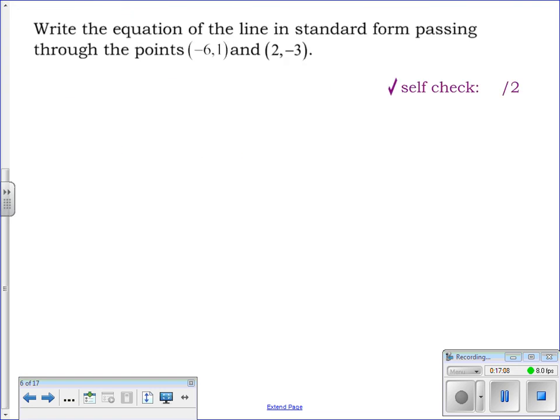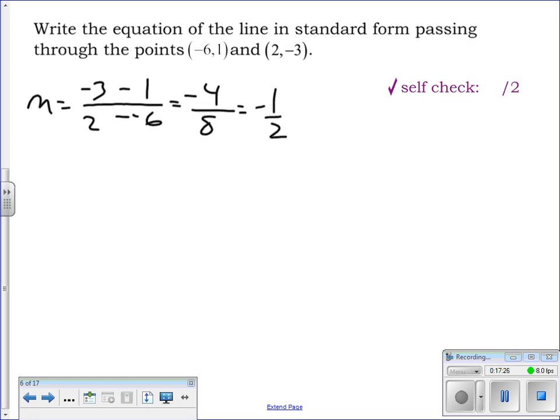Okay, same thing. Slope equals y minus y, negative 3 minus 1 over 2 minus negative 6 gives me negative 4 over 8, which is negative 1/2. y minus y1 equals m times x minus x1, and negative 1/2. And let's go with 2 here and negative 3 here, just because. Doesn't really matter.